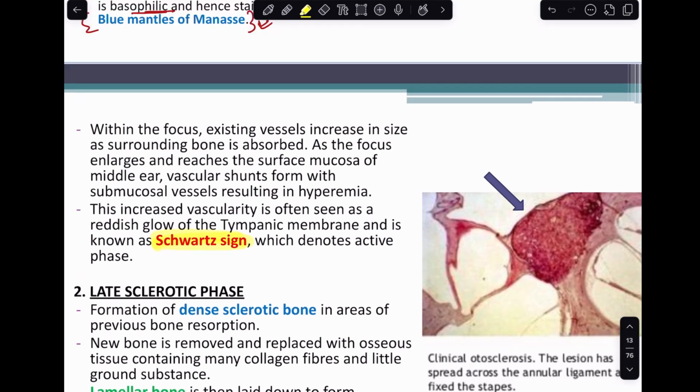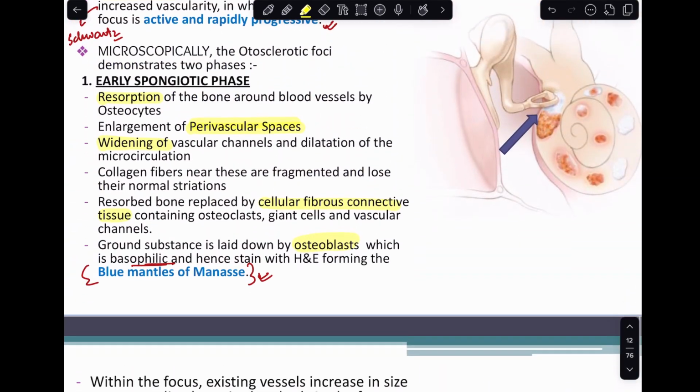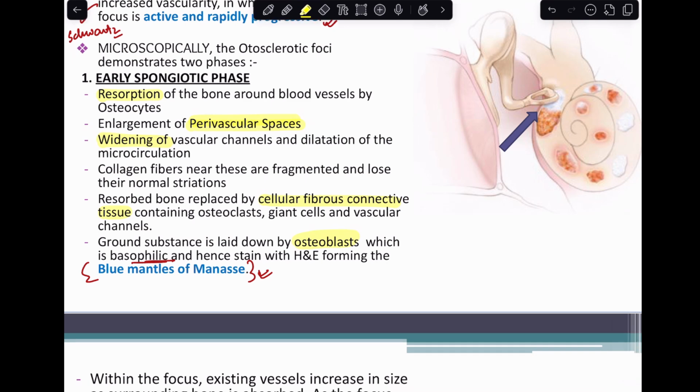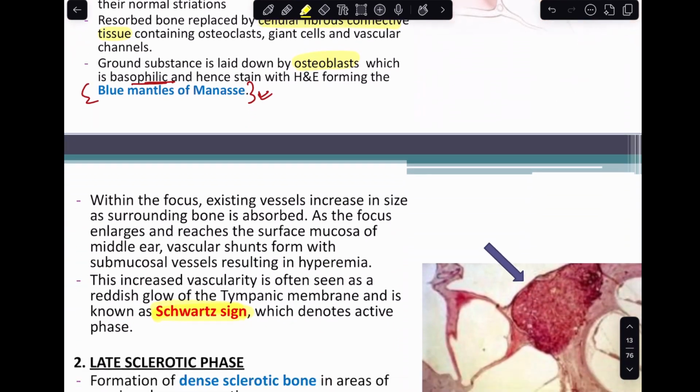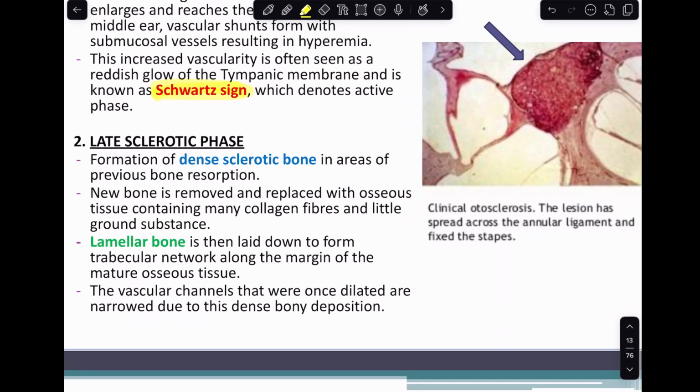So, this is about our first phase, which is the early spongiotic phase, and these are all the changes we see in it. Coming to the last phase, which is the late sclerotic phase. Here we see formation of dense sclerotic bone in the areas where there was bone resorption. Now here the new bone starts getting removed and replaced with osseous tissue which contains a lot of collagen fibers and very little ground substance.